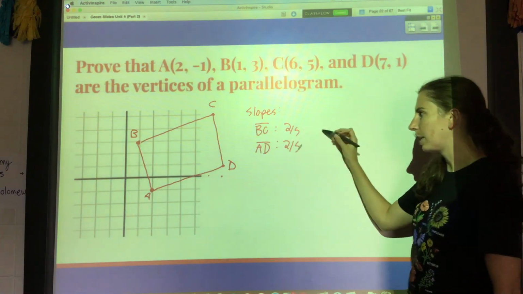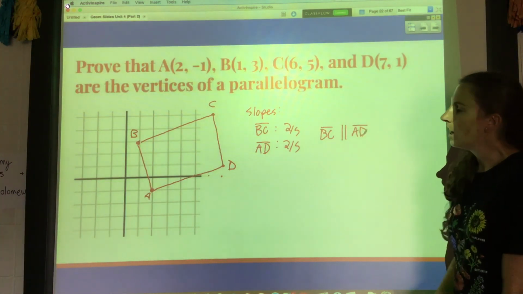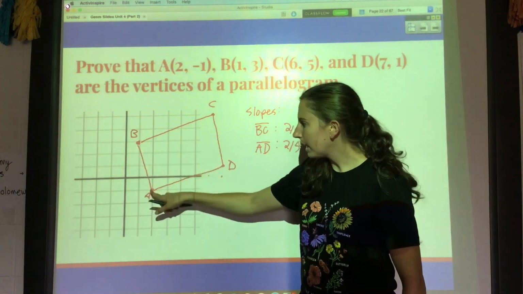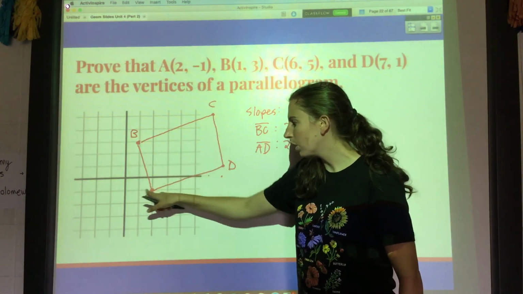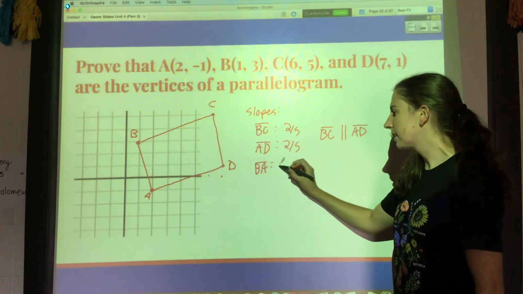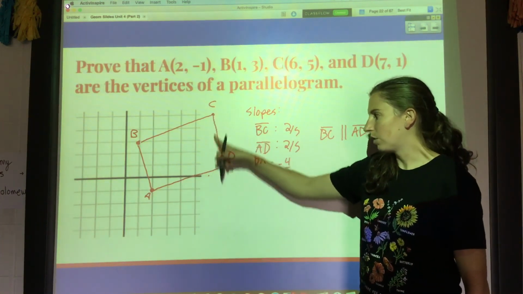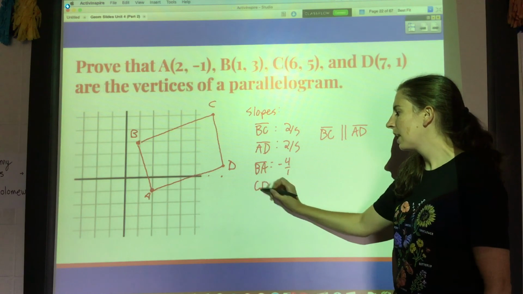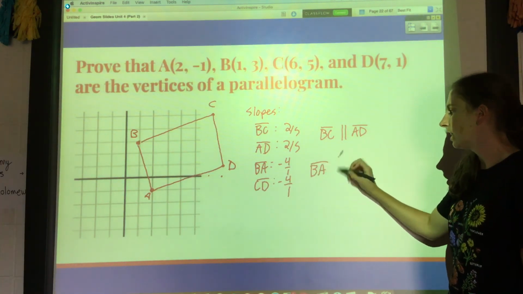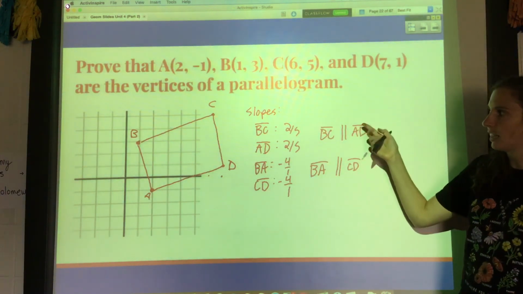And so that tells me that BC is parallel to AD. I also know that AB right here, you go down 4 over 1. So for BA, it's negative 4 over 1, or negative 4. For this one, it's also negative 4 over 1. And so that tells me that those are parallel. So BA or AB is parallel to CD, and this is my proof. This proves that it's a parallelogram.